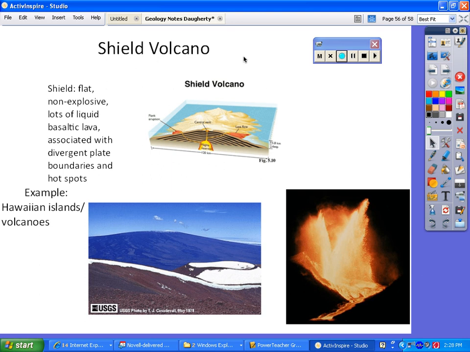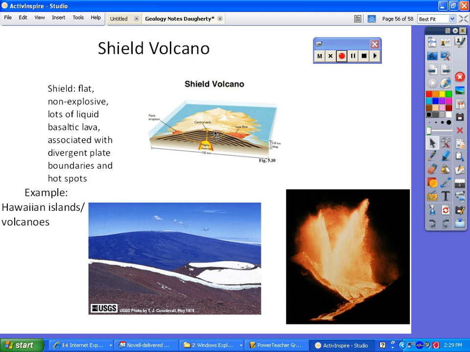And then a shield volcano is kind of like a big, wide, flat volcano. See, these are flat. These are usually non-explosive, or not as explosive as your huge composite cone volcanoes. Lots of liquid basaltic lava, so not that thick granite-type lava, more of this liquidy lava. These are going to be more associated with divergent plate boundaries and hotspots. So the other ones we're talking about, convergent, we looked at pictures of how that forms. These ones are more of where the plates are diverging.